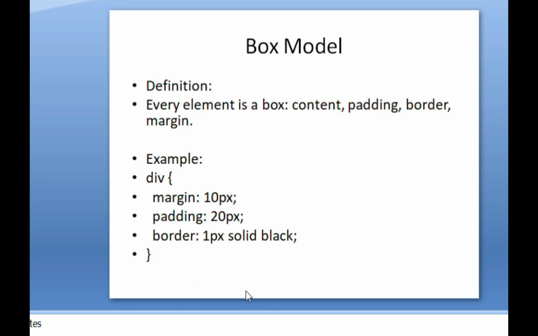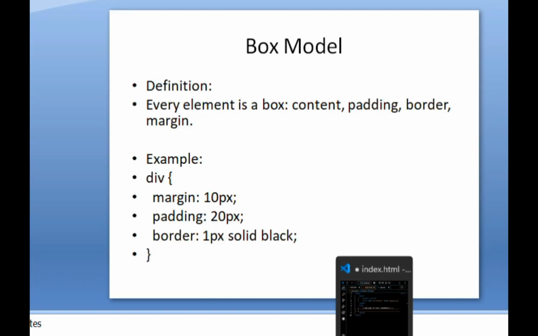So the structure of the box model is: the content, meaning the actual text or the image. Next, the padding, meaning the space around the content and inside the border. Next, we have the border, meaning the edge around the padding, and the last one is the margin. It means the space outside the border to separate each element from the others. Now let's see an example of this.